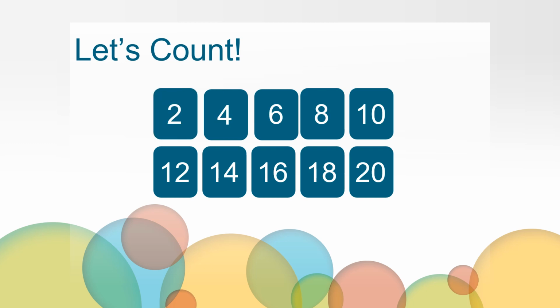What patterns are you noticing when we count by twos? Do you see a repeating pattern? That's right. The digits 2, 4, 6, 8, and 0 repeat. This can help us when we are trying to determine what comes next in the pattern.